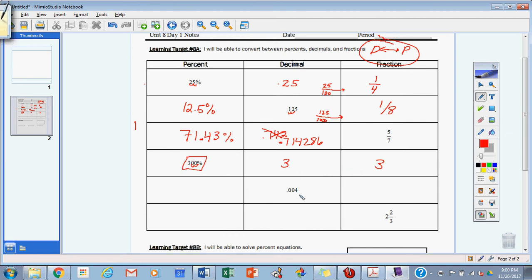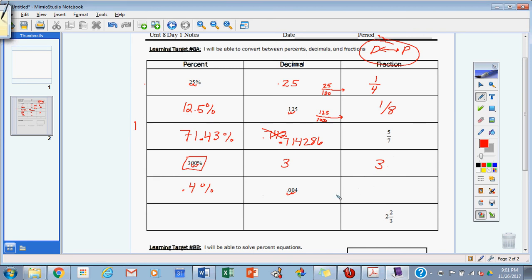All right, 0.004. So again, starting at a decimal, going to a percent. So what does that mean? Move it to the right. So take this decimal and go right 1, 2, and it's actually 0.4%. 0.004 is not the same as 0.4, but it's the same as 0.4%. So 0.4% of something is the same as 0.004.